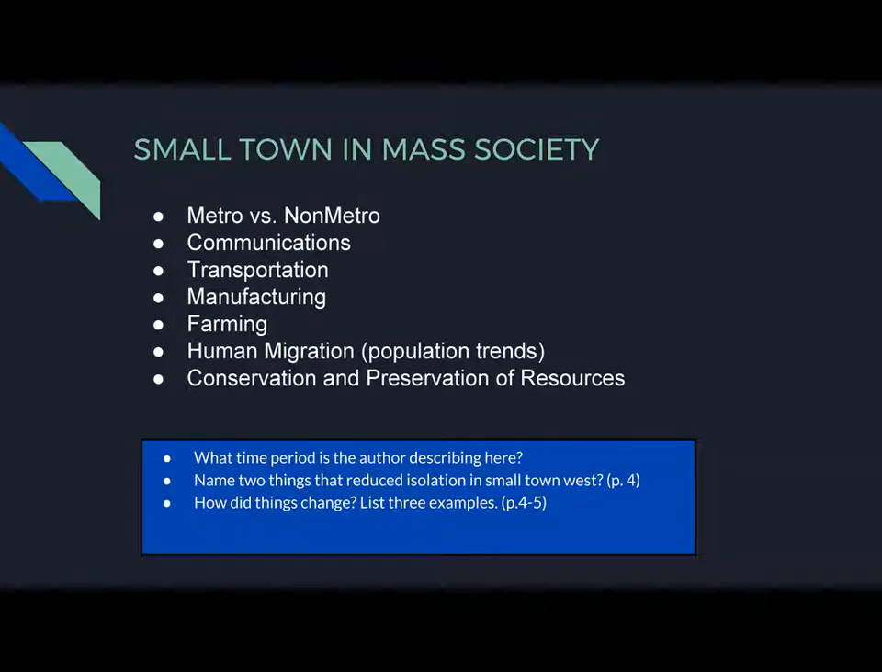And a few questions here in the blue box is, again, what time period are we talking about? And looking for two things on page 4 that helped reduce isolation in the small town West. And then how did things change? Finding examples on page 4 and 5 of how things really changed in this time period.